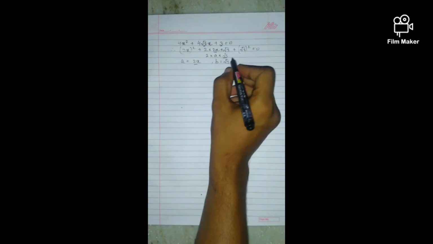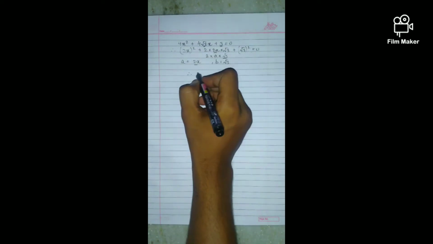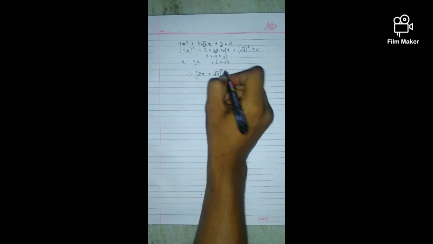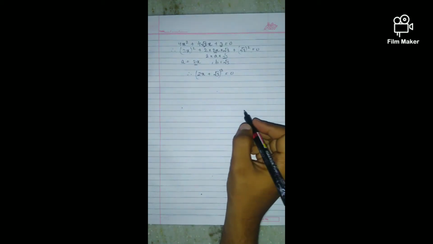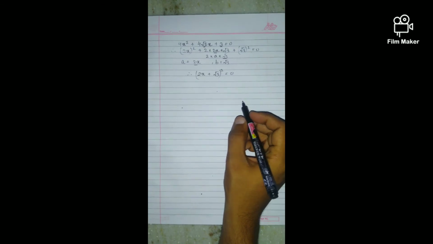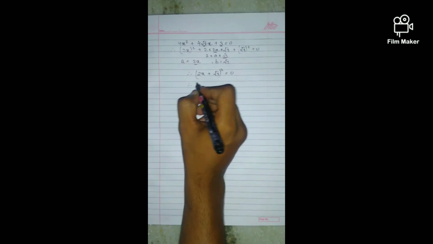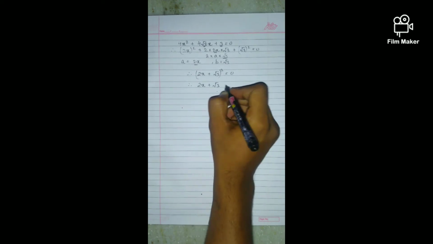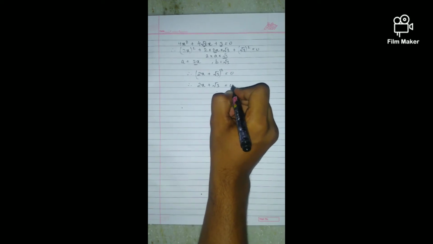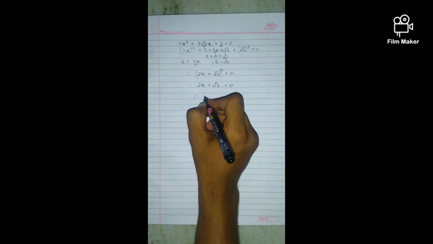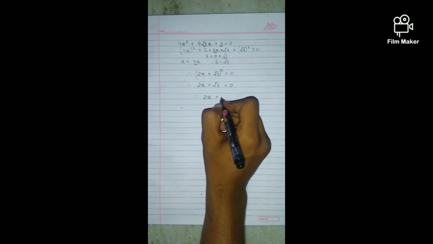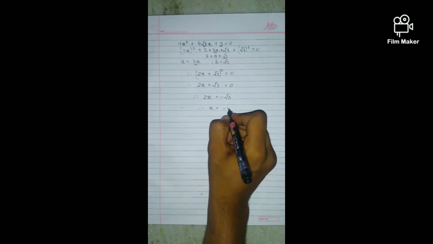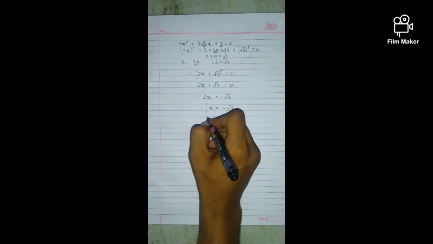So I can easily write now this equation as (2x plus root 3) the whole square is equal to 0. So taking square roots on both sides, 2x plus root 3 is equals to 0. Therefore 2x is equals to minus root 3. Therefore x equals to minus root 3 upon 2.